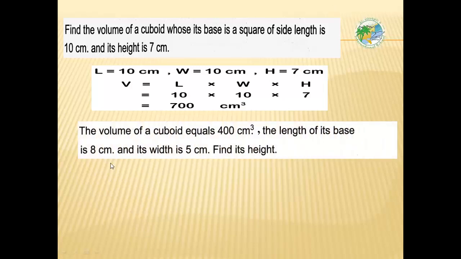Another question. The volume of a cuboid equals 400 centimeters cubed. The length of its base equals 8 centimeters and its width equals 5 centimeters. Find its height. After 1 minute, we look at the solution for these questions. Write your answer in your notebook and remember the rule of the volume of a cuboid. Now we want to find the height of the cuboid.